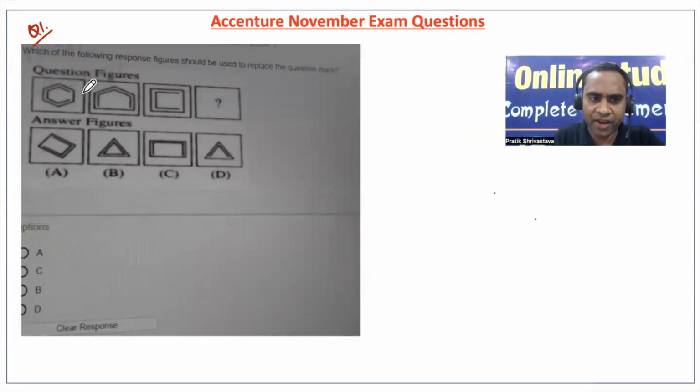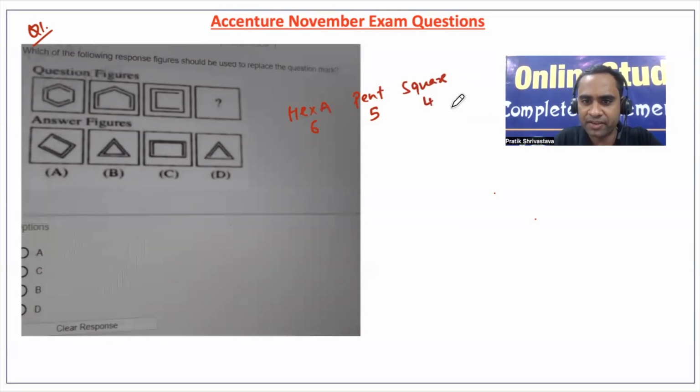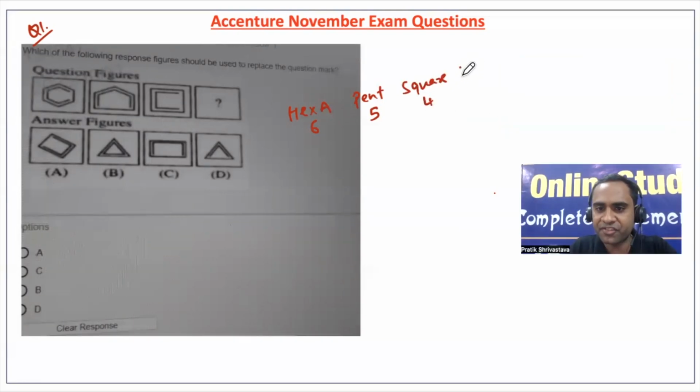If you see the figures, friends, the first figure we have is a hexagon, because it has 6 sides. Then we have a pentagon because it has 5 sides. Then we have a square because it has 4 sides. And then we should be having a triangle, because we have to find the missing one. A triangle will have 3 sides. Now it's very clear that A and C cannot be your answer. If we analyze once again, either B or D will be your answer.